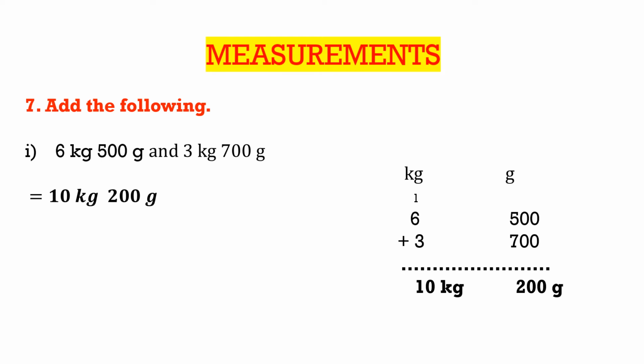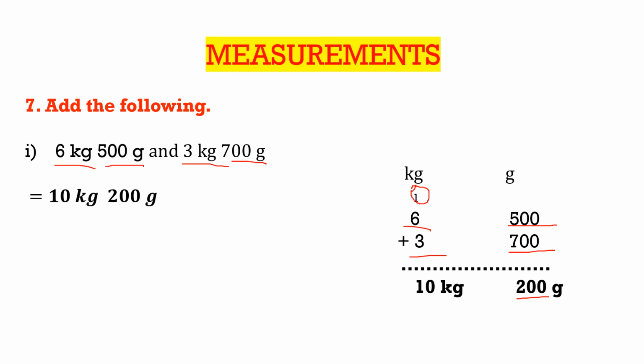First write down 6 kg and 3 kg in kilogram column and 500 gram and 700 gram in gram column. Then add the gram column first. 0 plus 0 is 0, 0 plus 0 is 0 and 5 plus 7 is 12. Write down 2 here and take the carry over 1 into kilogram column.